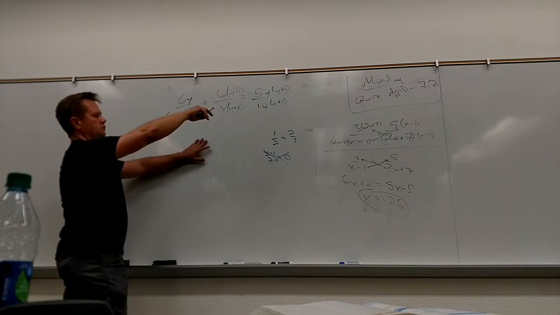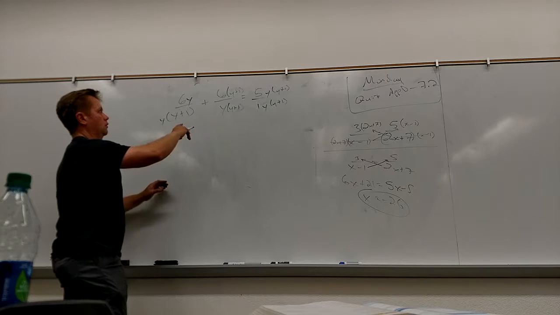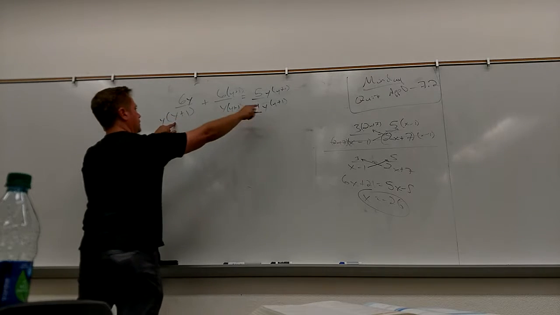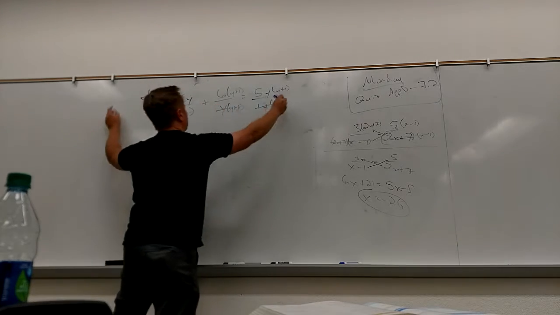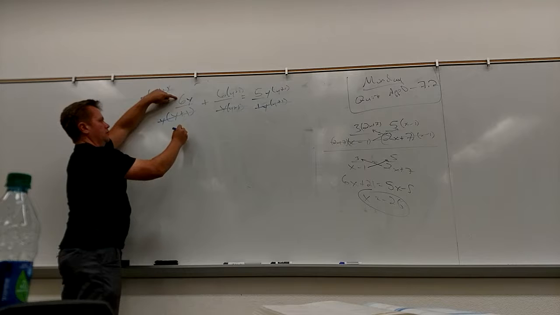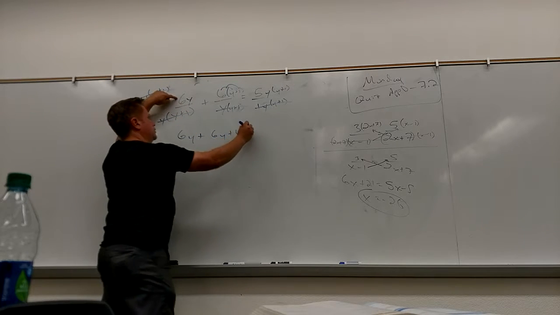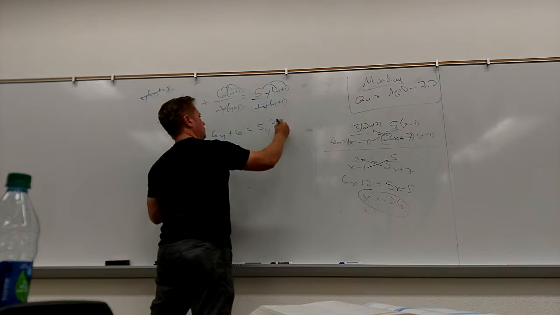What can I do now? Yeah, I made them all the same. I can multiply both sides by this so they'll cancel. So now what do I have? 6y plus 6 equals 5y squared plus 5y.